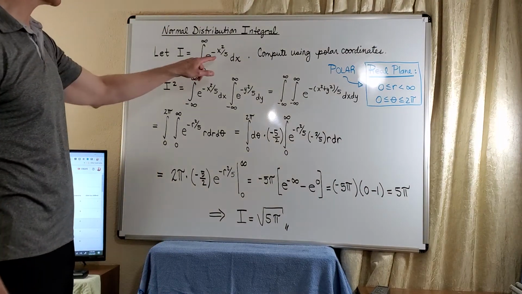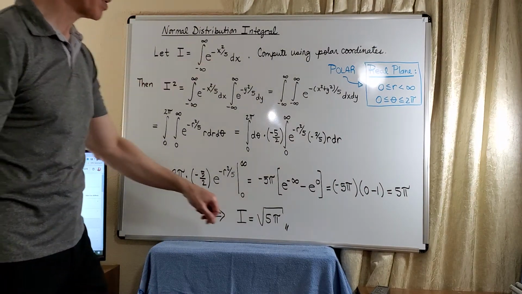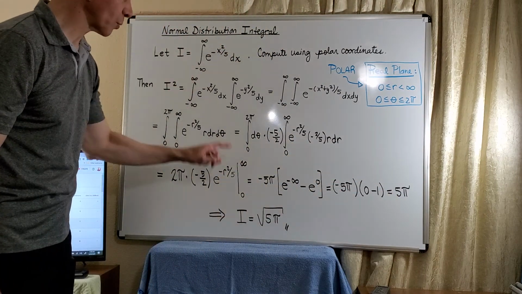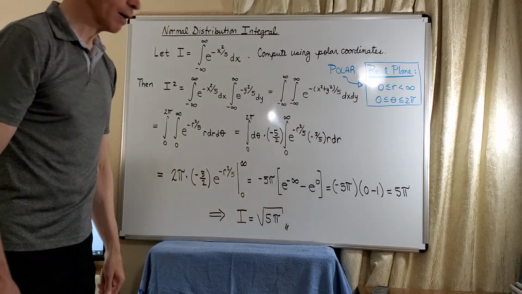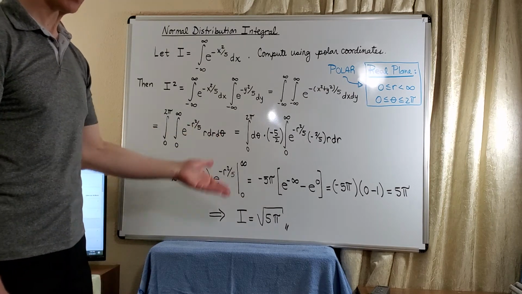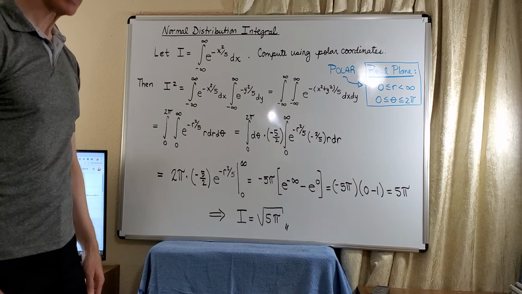And now, of course, this integrand is non-negative, so we extract the positive square root. So our original integral is just the square root of 5 pi. That's an amazing calculation that we can do with polar coordinates. And we are done.